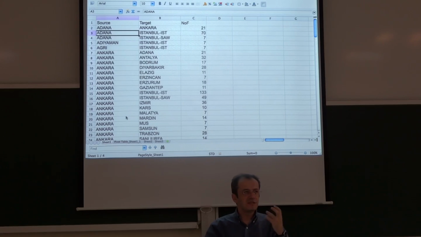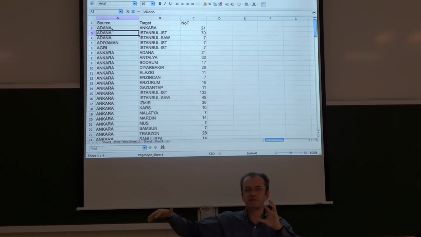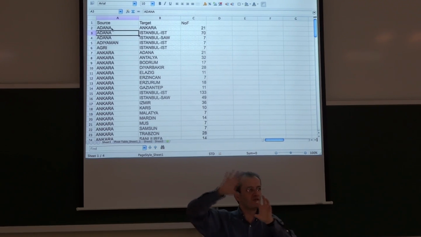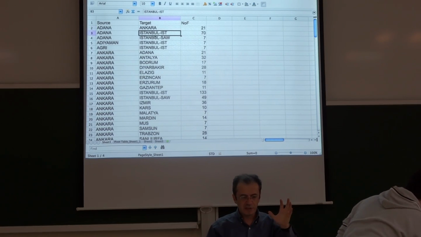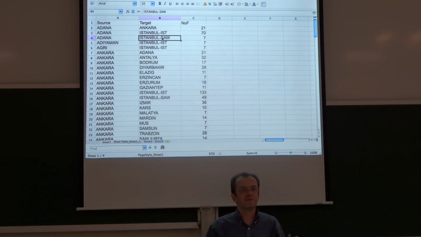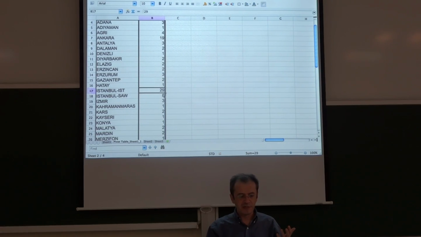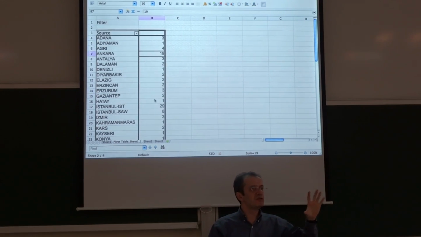Okay? And since this is the node, it is the source, so this shows that there are 3 flights coming out of Adana. 3 different flights to 3 different cities. One of them is Ankara, the other one is Istanbul, and the third one is, well, there are 2 Istanbul airports, so 3. I have Ankara, I have Istanbul here, Atatürk Airport 29, I have Sabiha Gökçen here 8, and Ankara is 19. Okay, so this is the result that I got.